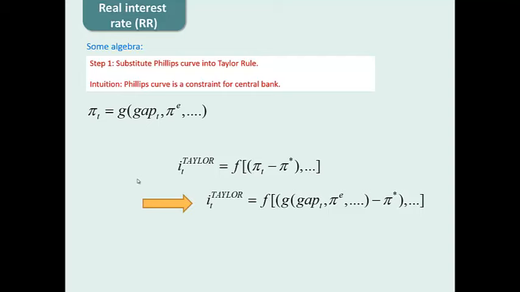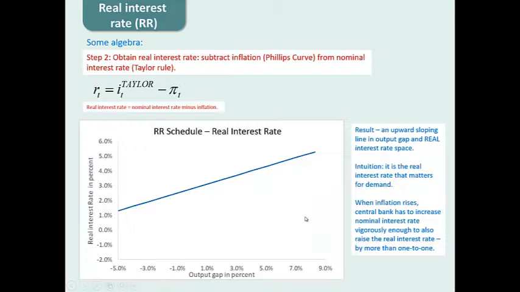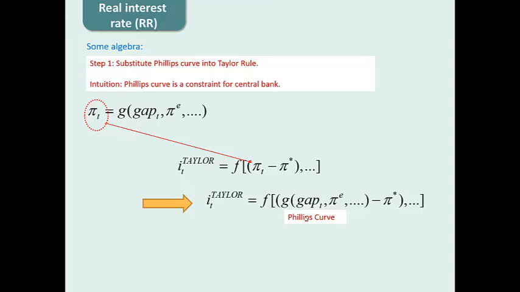So now what we're going to need to do is a little bit of algebra, and I'm going to make it as simple as possible. The first thing that we're going to do is substitute our Phillips curve right here into our Taylor rule. So we used to have inflation, and inflation is some function of the output gap, some other stuff. So now we just have a Taylor rule where we've substituted that out. There's a lot of intuition here. The Phillips curve is actually a constraint for the central bank. Once again, if the central bank wants to restrain inflation, and that inflation is caused by higher demand, higher output gap, it needs to reduce that output gap.